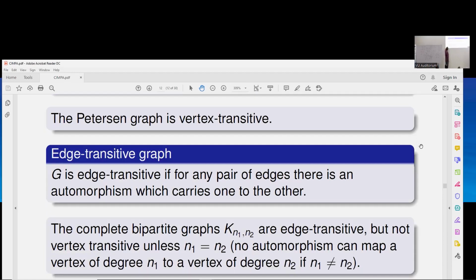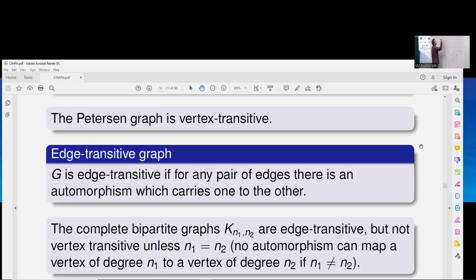Maybe we can stop here. So now, the complete bipartite graph. Again, maybe not all of you know what a complete bipartite graph is, so let me just illustrate it. Let's take some small numbers. In general we have K(n1, n2), so let's have something like K(2,3).